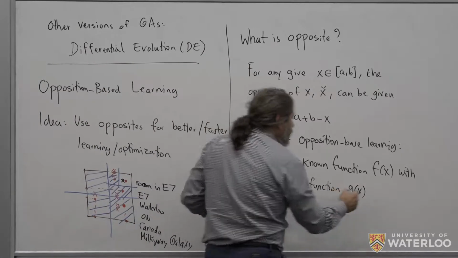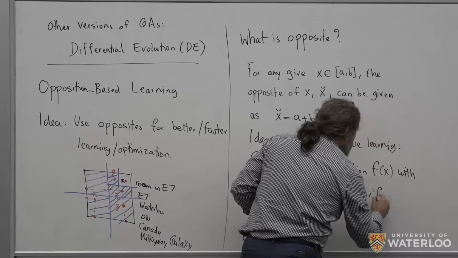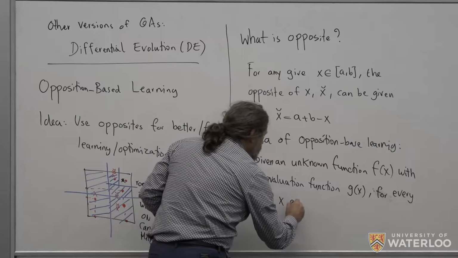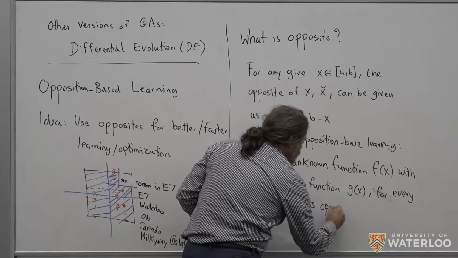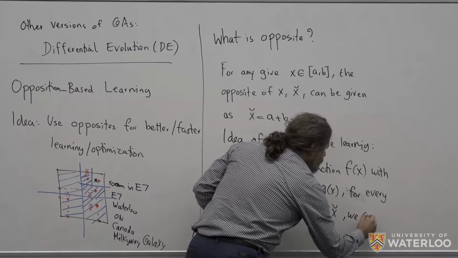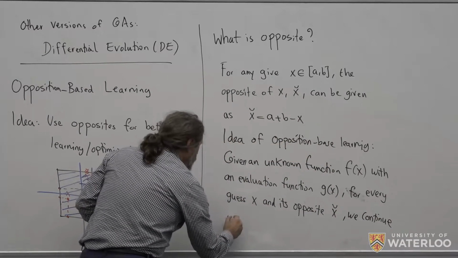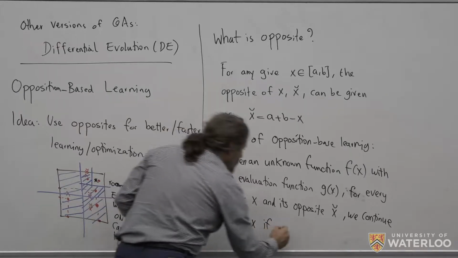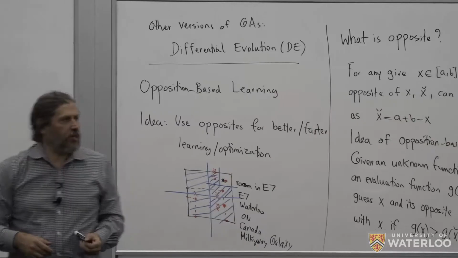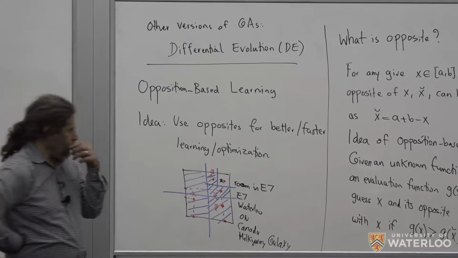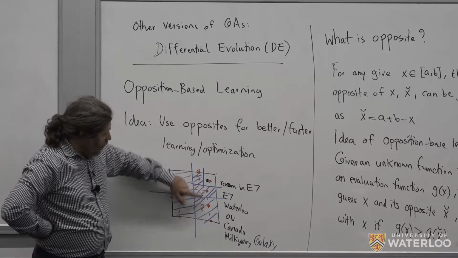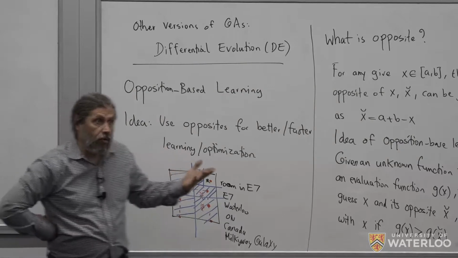So with an evaluation function g of x, for every guess x and its opposite x-bar, we continue with x if g of x is greater than g of x-bar. Of course, if g of x-bar is greater, we will continue with x-bar. Right? So sometimes the initial guess was bad, its opposite was good, so we go with the opposite. Sometimes the opposite was bad, we went with the initial guess, so we don't know. It's a matter of luck.